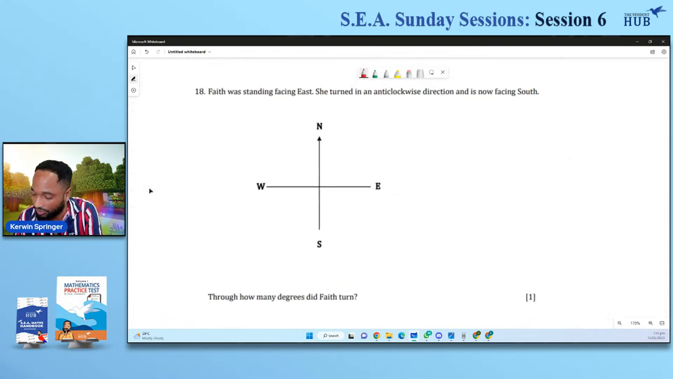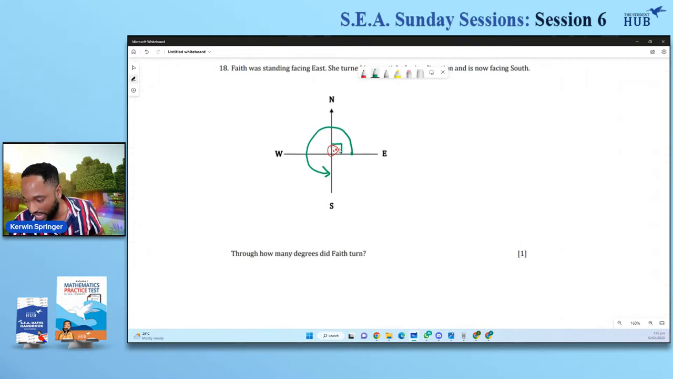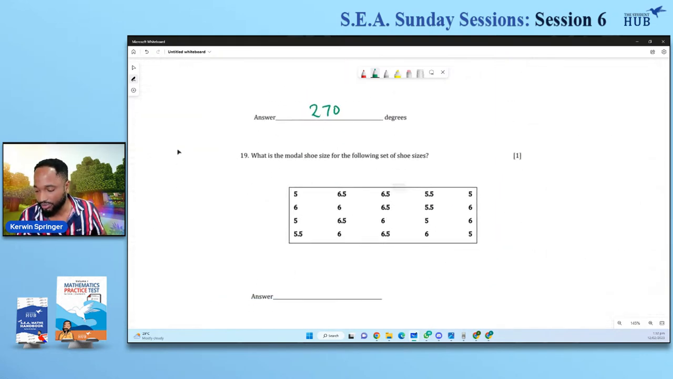Faith was standing facing east. Here's Faith, she's standing facing east. She turned in an anti-clockwise direction and is now facing south. Now, anti-clockwise means opposite the direction of the clock. The clock ticks like this, tick, tick, tick. So if it was going anti-clockwise, she started facing east and she'd go this way and end up south. Through how many degrees did Faith turn? That's clearly 90 plus 90 plus 90, three-quarters of 360, which we learned offhand is 270 degrees.